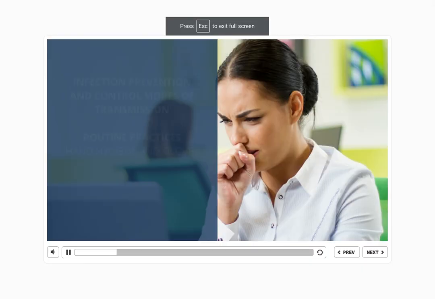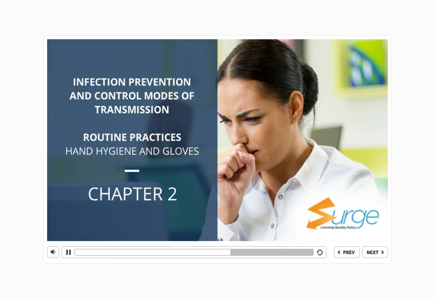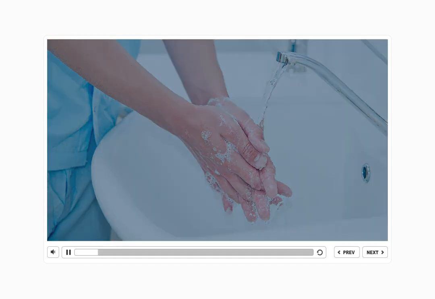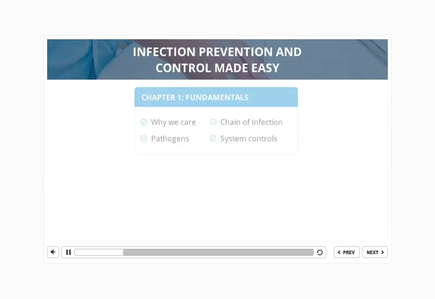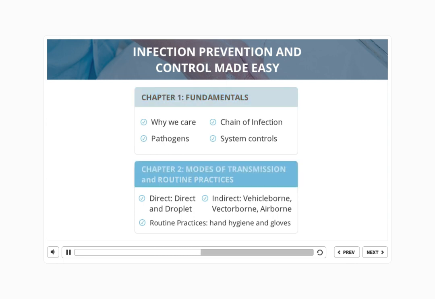Welcome to our presentation on Infection Prevention and Control Fundamentals, Chapter 2, Modes of Transmission, brought to you by Surge Learning. In Chapter 2, we'll be learning about modes of transmission and routine practices. In our course on infection control, this chapter follows Chapter 1, Fundamentals.